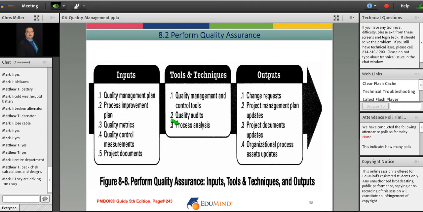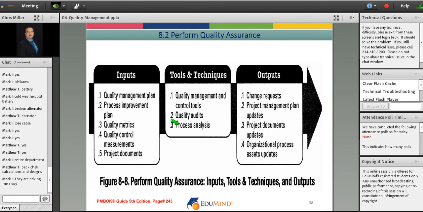What's a process analysis? Anybody? What is a process analysis, and what's the point of it, I guess I should say? So basically you take a look at a particular process, right? And you follow any steps that are outlined in the process improvement plan to identify any needed improvements, right?